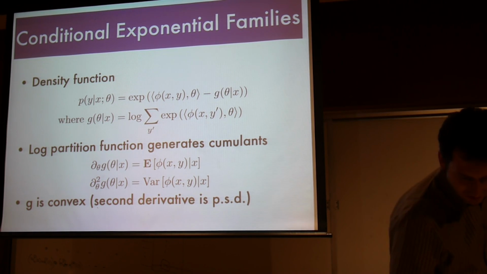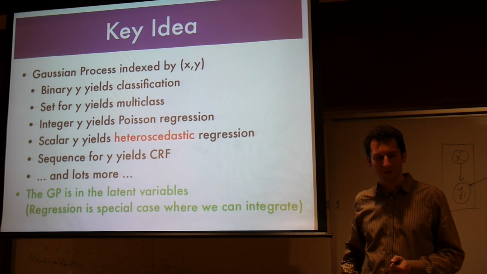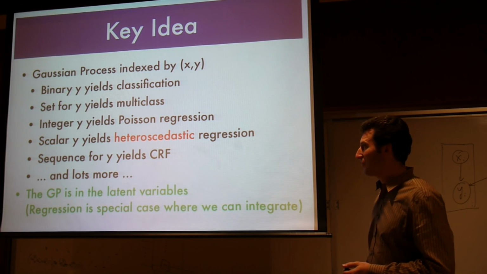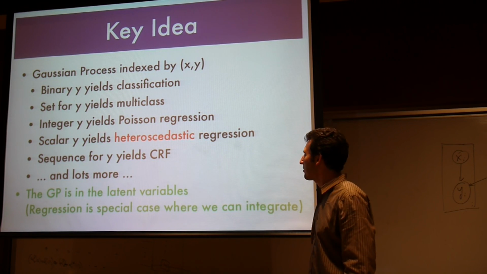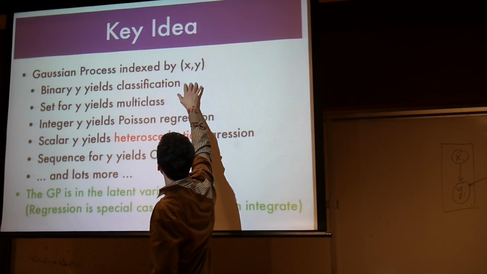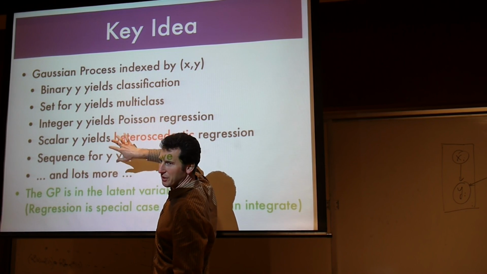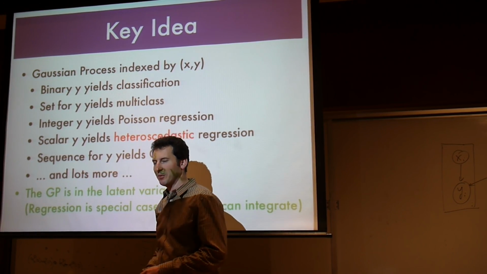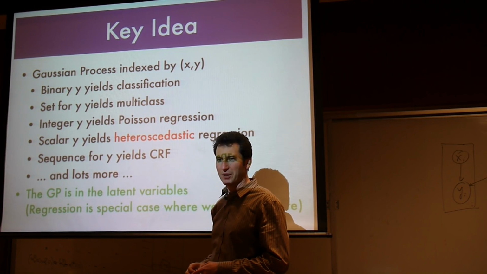To get the key idea across, this is something of a recipe that for some time was fairly straightforward to actually generate scientific publications from. You basically take the Gaussian process, index y, x, and y, and then you plug in different choices of y. And if nobody had picked your choice of y before and you figured out how to compute the normalization, you would have a new algorithm.